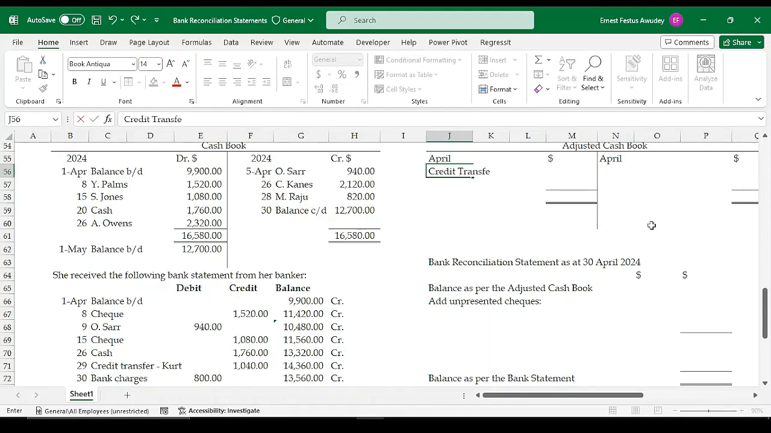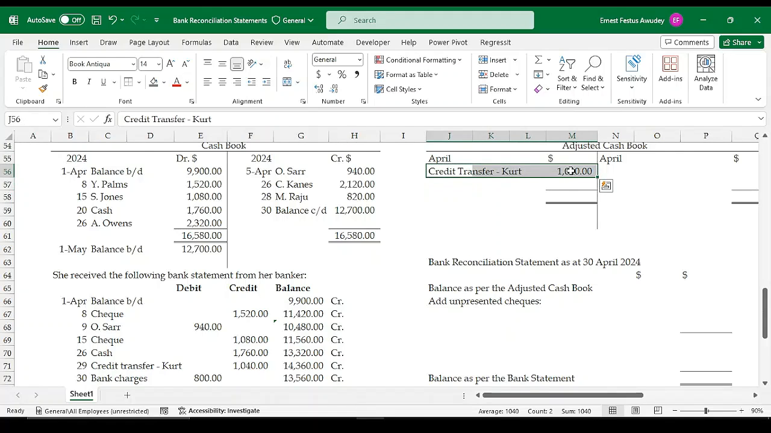So we have credit transfer, and that is from Kate, and the amount is this 1040 here. All right, so that means that now the adjusted cash book. What we are supposed to do first, so let me cut this.